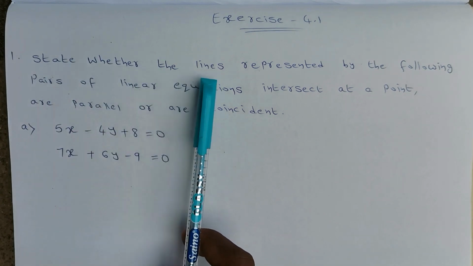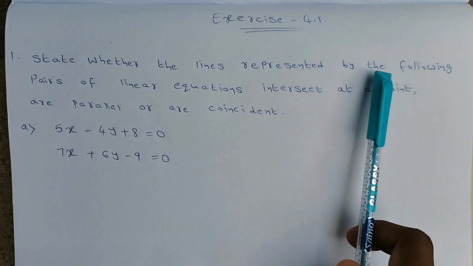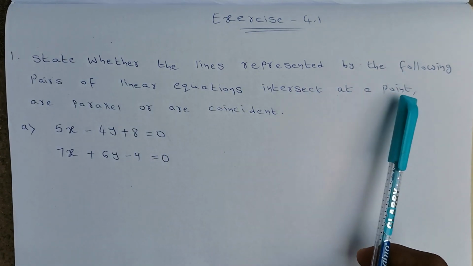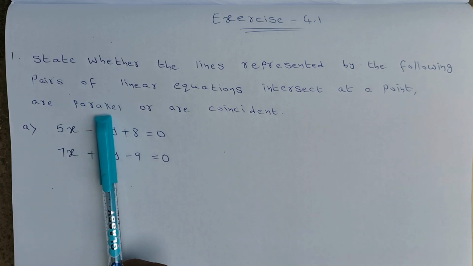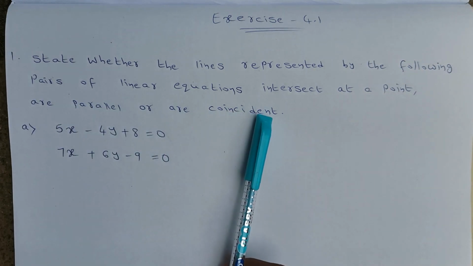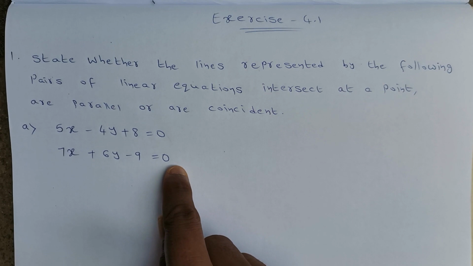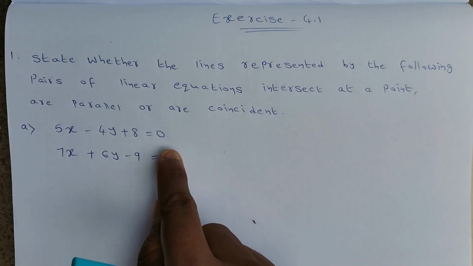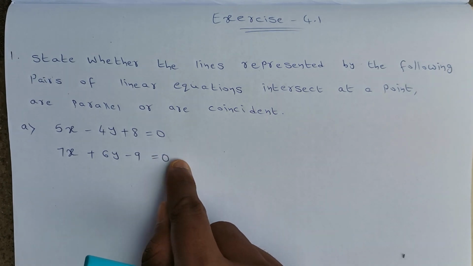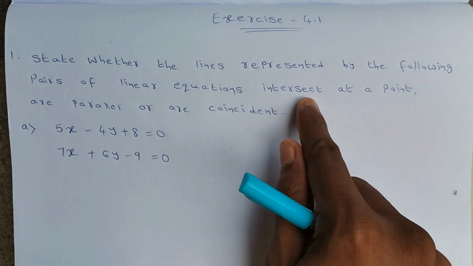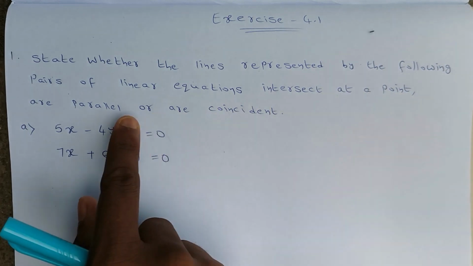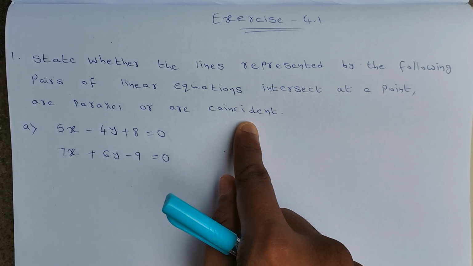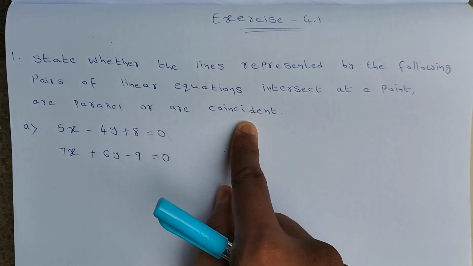State whether the lines represented by the following pairs of linear equations intersect at a point or are parallel or are coincident. Here two linear equations are given and we need to find, if we draw the graph for these two equations, whether they will intersect at one point, or those two lines are parallel to each other, or else those are coincident. Coincident is nothing but one line upon the other.